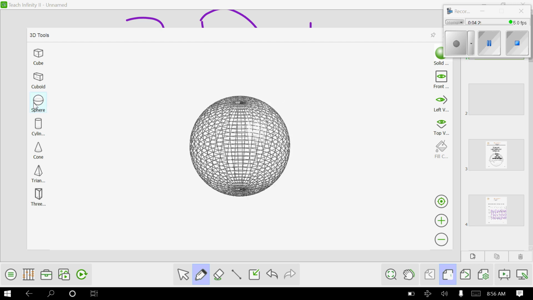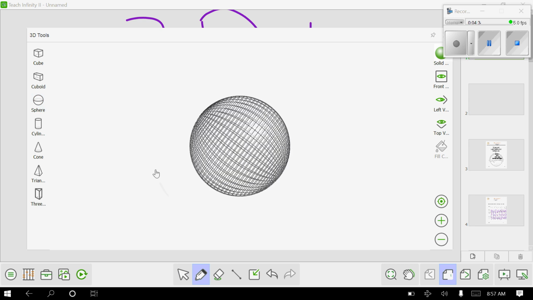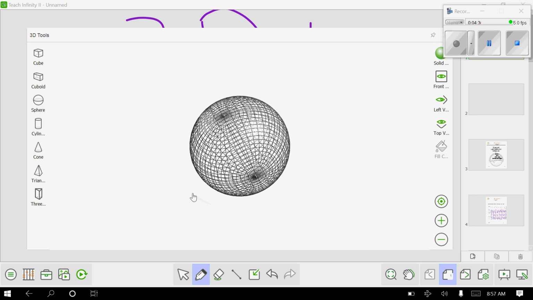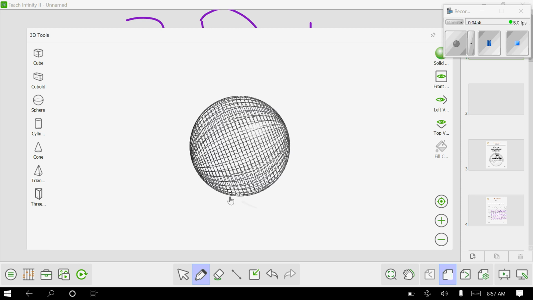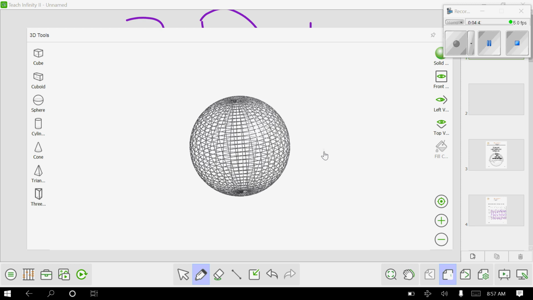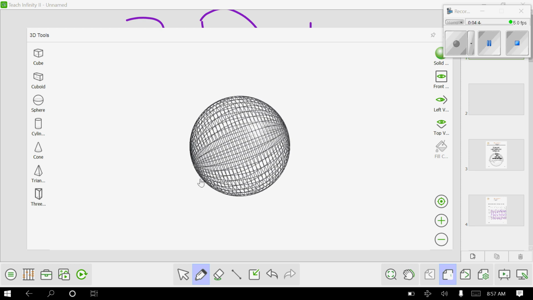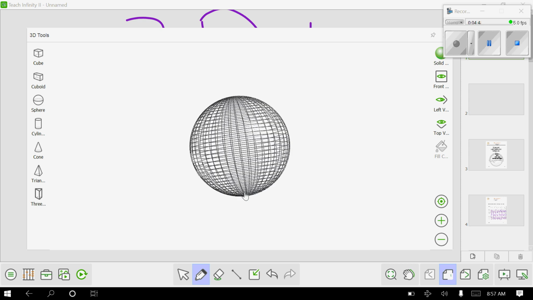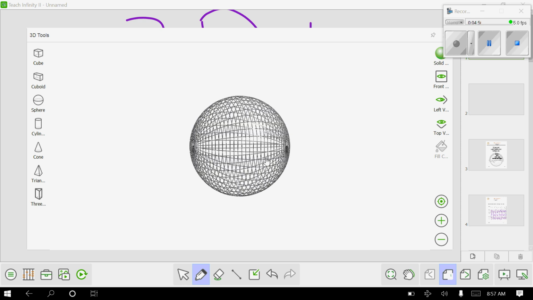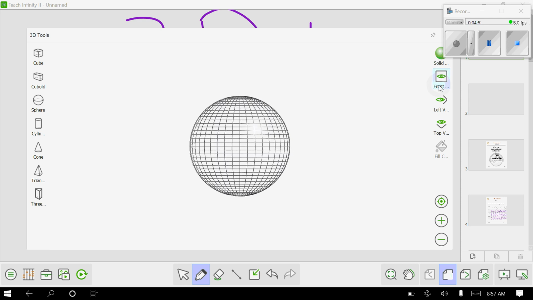Let's go to the next shape. Here it is, a sphere. For the sphere, I have 0 edges, 0 vertices, and 0 faces. Here is the sphere.